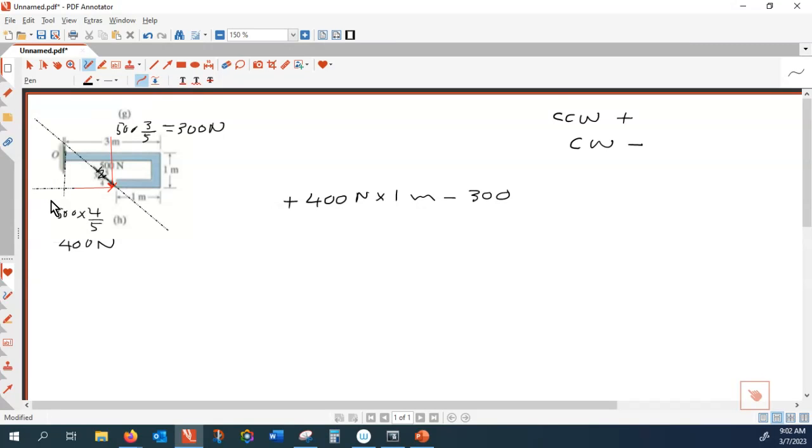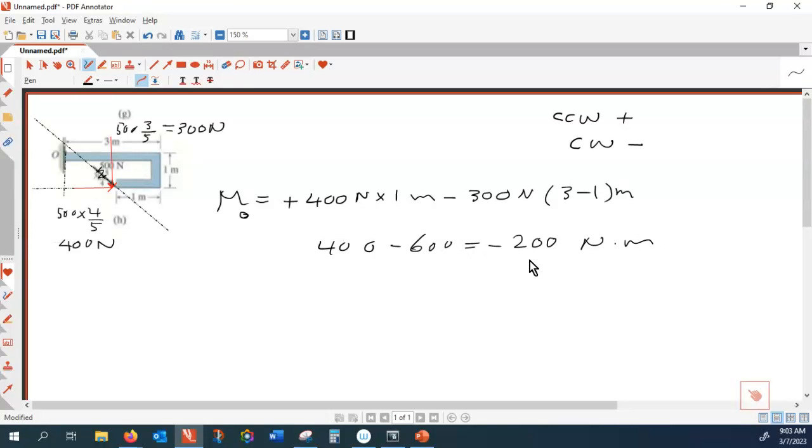That's 3, take away 1, this is 2. Well done. So that's 300 Newton multiplied by (3 minus 1) meter. And yeah, that's it. So the total moment about point O, that's just a magnitude. This is 400 minus 600, and the outcome is minus 200 Newton meter.